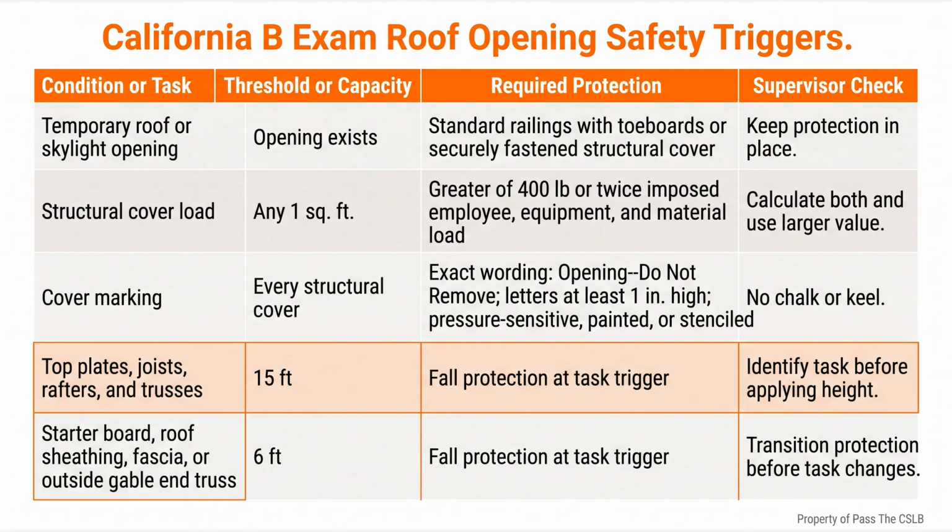A worker first performs framing work on joists under the 15-foot category. Later, the same crew begins roof sheathing at the same elevation. The height did not change, but the task did, so the applicable trigger changes. I coordinate protection before that transition.